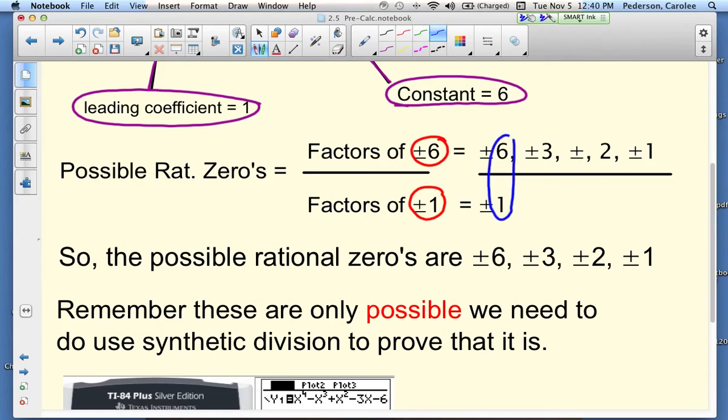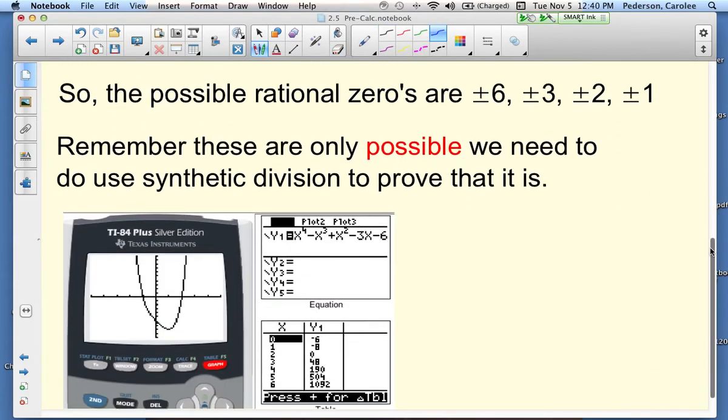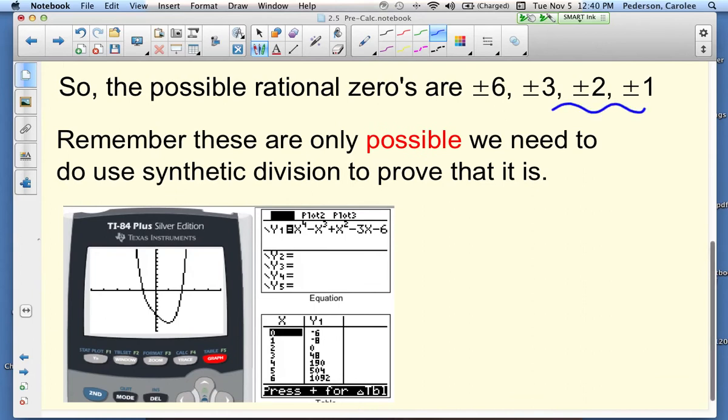6 by 1, 3 by 1, 2 by 1, and 1 by 1. So you get a total of 8 different possibilities. Plus or minus 6, plus or minus 3, plus or minus 2, plus or minus 1. Remember, these are only possible zeros. If you want to prove it, you need to use synthetic division.